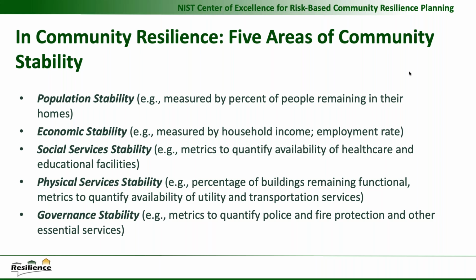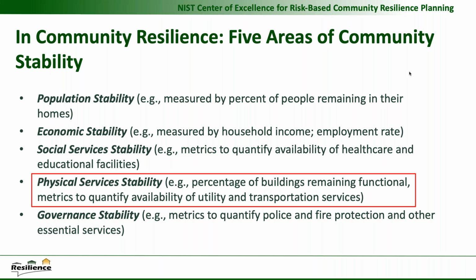And then physical services stability, and this is the percentage of buildings remaining functional that we just discussed. Metrics to quantify availability of utility and transportation services. And then governance stability, which are metrics to quantify things like police and fire protection and other essential services. And what you'll notice is that having buildings functional, while it is interrelated or interdependent with these other areas of stability, essentially is one of the 5 areas.